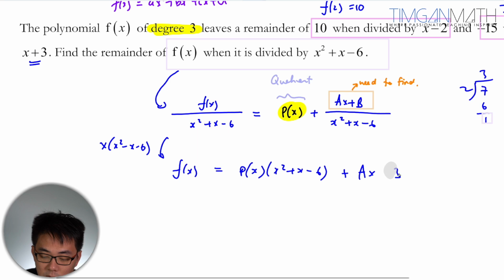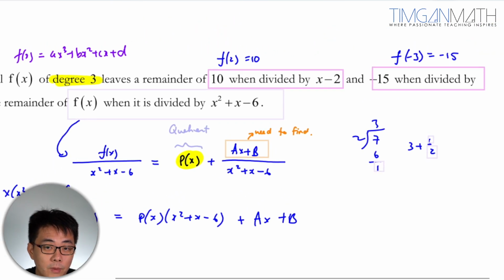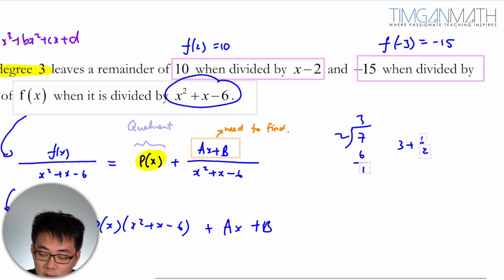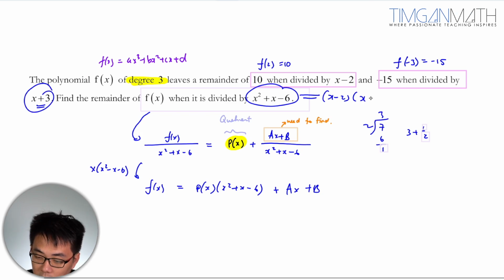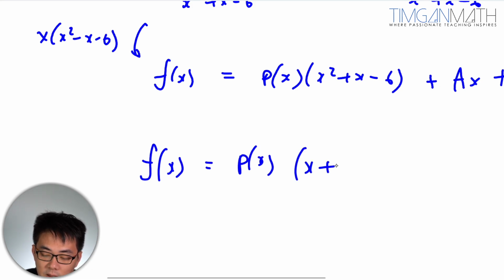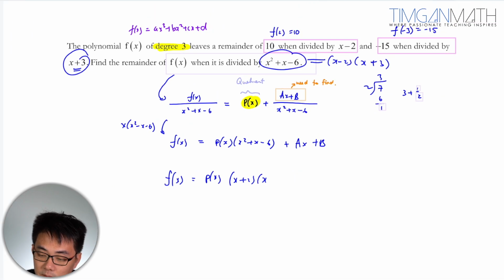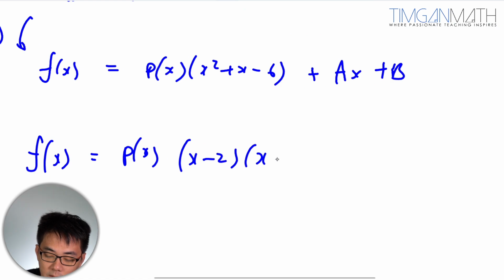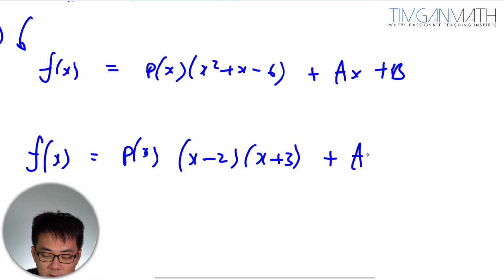Then what we need next is to understand how we use the previous information to actually solve this question. Take note that x squared plus x minus 6, when you factorize it, will be x minus 2 multiplied by x plus 3. That's very convenient, because then f(x) equals p(x) times (x minus 2)(x plus 3), and this will give us plus ax plus b.